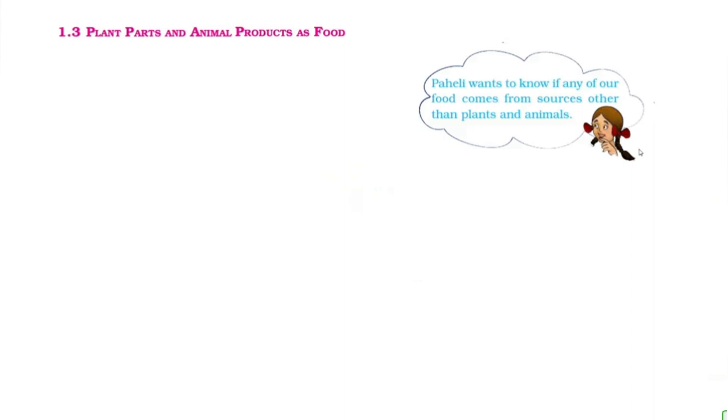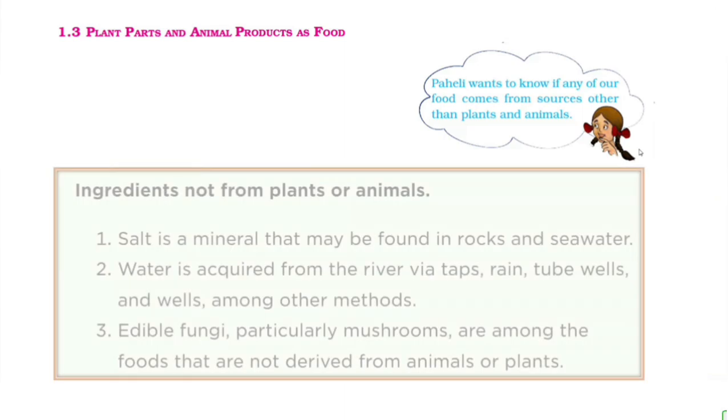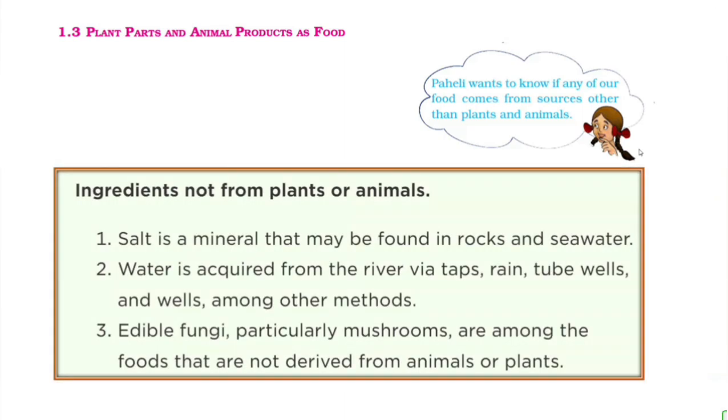So Paheli wants to know now if any of our food comes from sources other than plants and animals. We know that the two major sources for food items are plants and animals. So what are the other sources? We have also seen in the examples that another source is salt, which is a mineral. It does not come from plants and animals, but it is a mineral that can be found in rocks and sea water. Like rock salt we are getting from rocks and common salt we are getting from sea water.